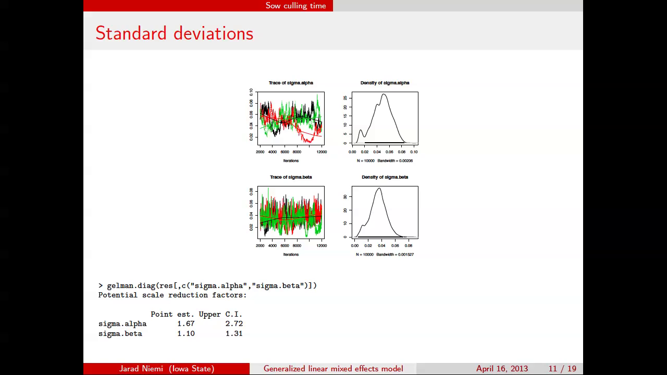As you might expect, for sigma it's pronounced, and for beta it's not quite as pronounced, but every once in a while one of these chains seems to get stuck. If we run it long enough, all the chains are going to get stuck down there at some point. So I calculated the potential scale reduction factors for those two parameters, and lo and behold, they're not as good as we would like. We'd like to run these chains longer to get these potential scale reduction factors lower.